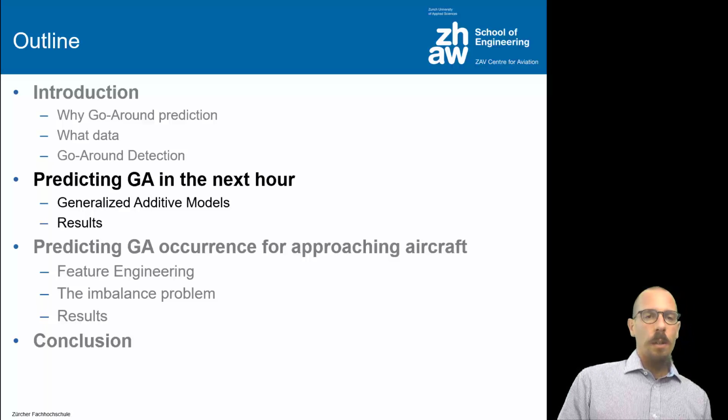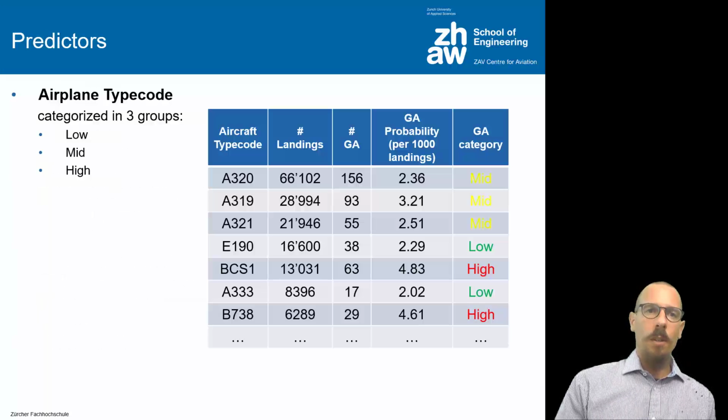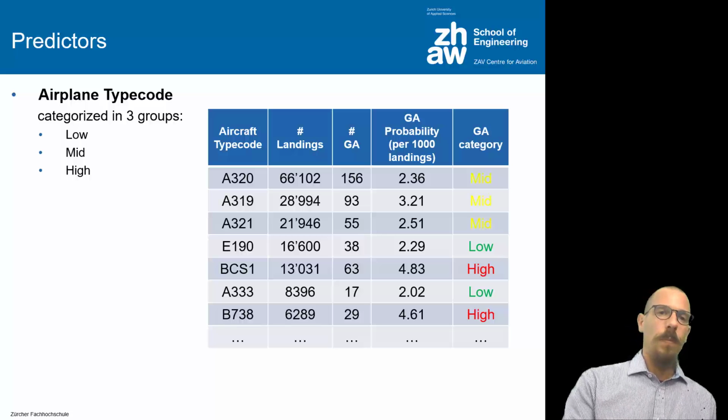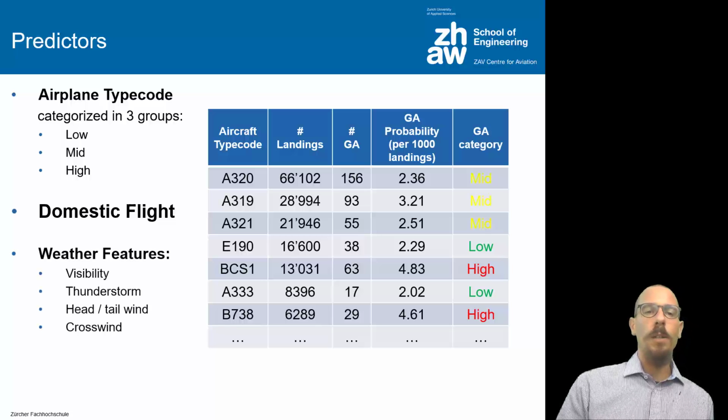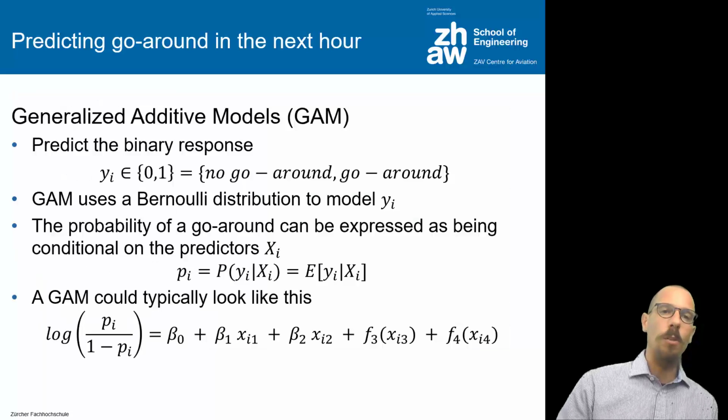With this pre-processing done, we can start modeling the go-arounds. The first model used a number of predictors, and one of the predictors was the probability of a given aircraft type, for example the A320, of having a go-around. If we look at the A320, we observed that in the historical data we have about 2.3 go-arounds per 1,000 landings. We grouped these probabilities of having a go-around into 3 groups and used them as predictors. Additionally, we have a predictor that shows if the aircraft is a domestic airline or not. We have predictors based on the weather, and we have some predictors based on the traffic.